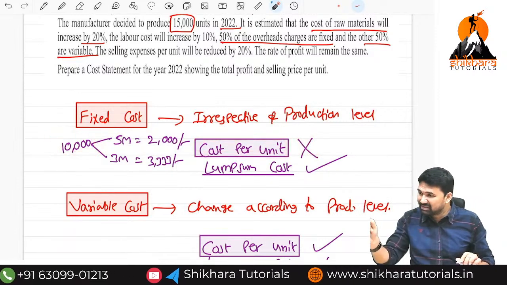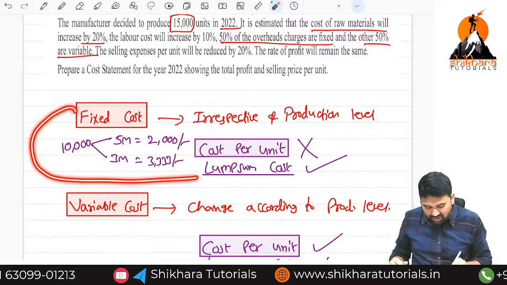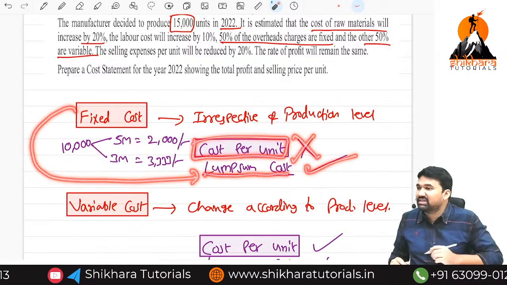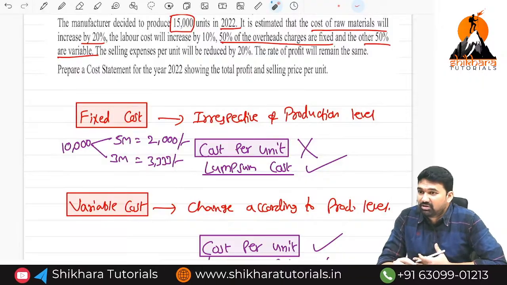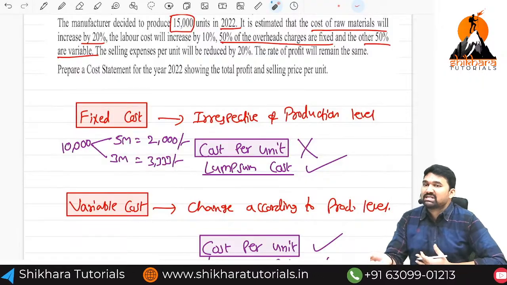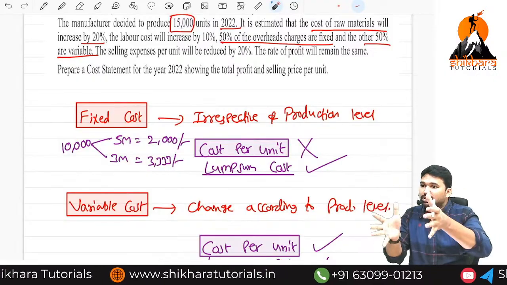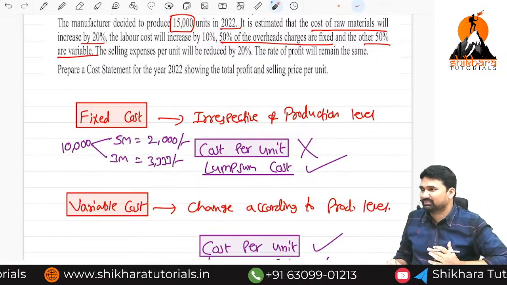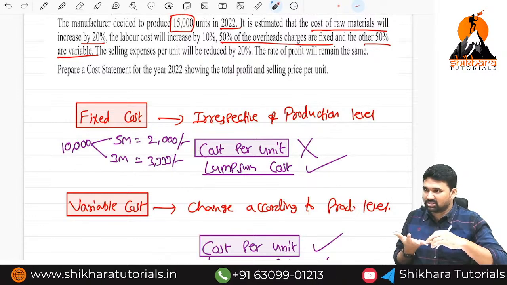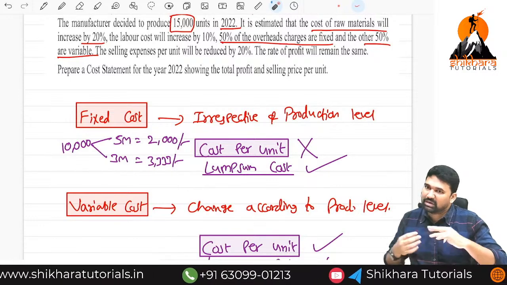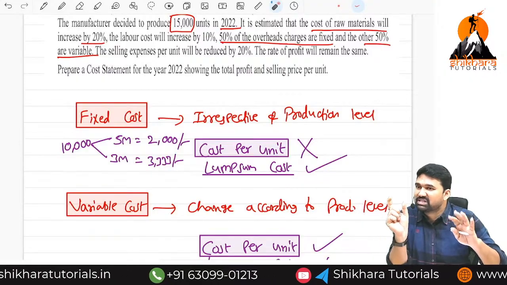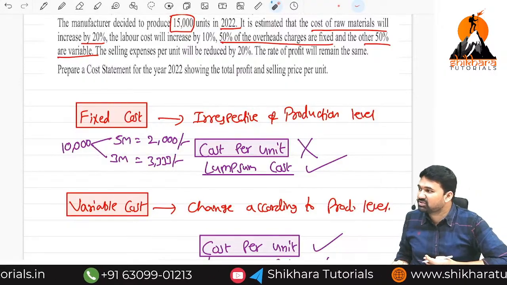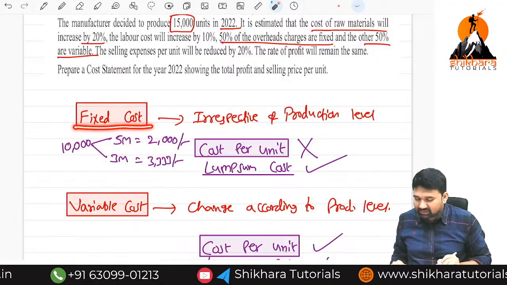That is why I have clearly written, in case of fixed cost, lump sum cost is fixed, cost per unit is not fixed. In case of fixed cost, cost as a lump sum, cost as a whole, cost as an amount, cost as a bulk, cost in total, by whatever name you may call, the total cost is fixed. Per head cost will change, in case of fixed cost.